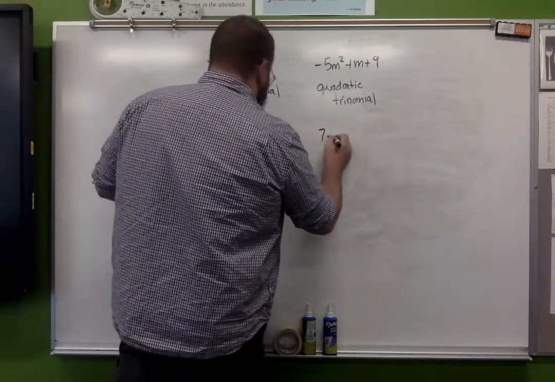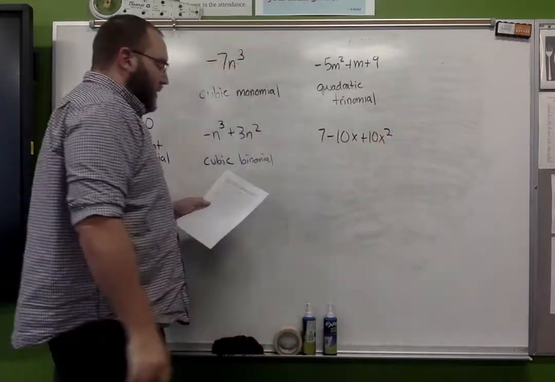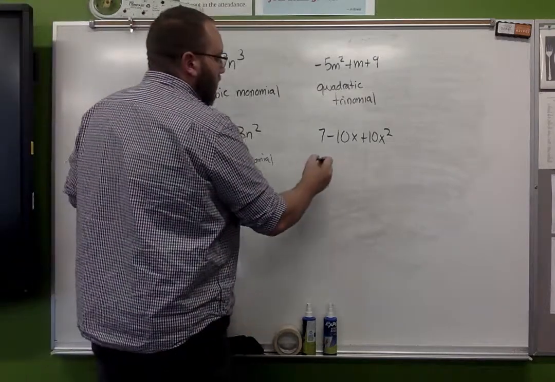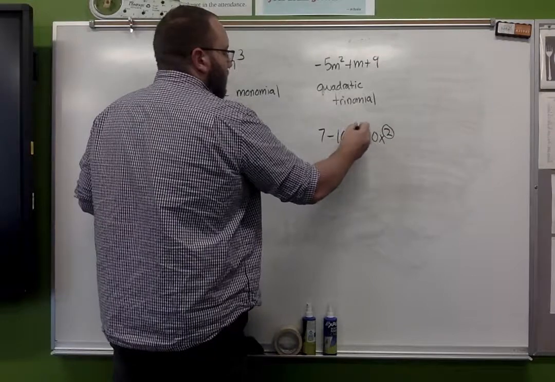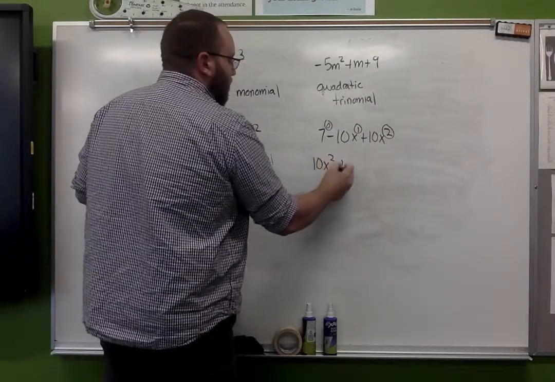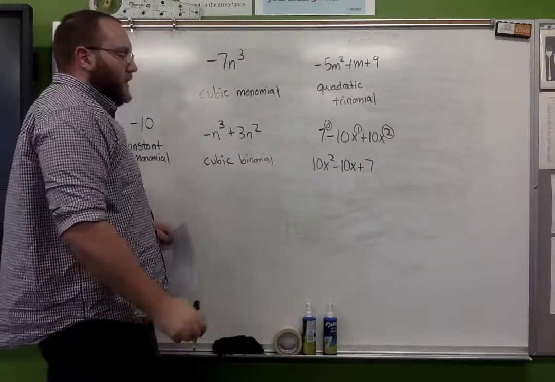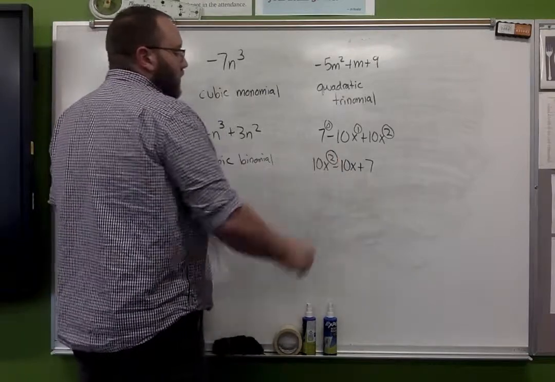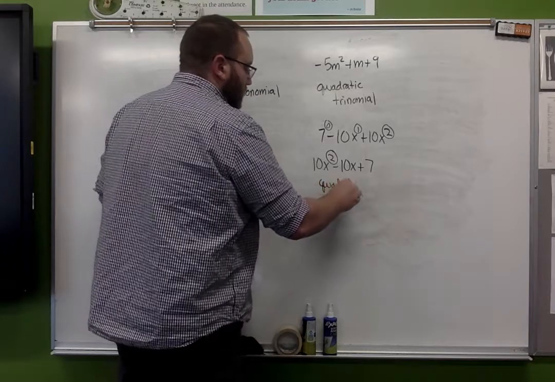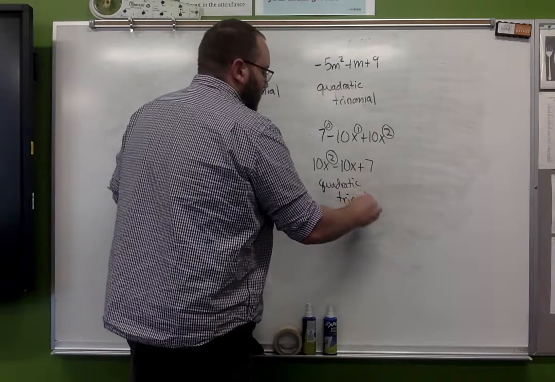7 minus 10x plus 10x squared. Now it does say that if the polynomial is not in standard form, you need to rewrite it in standard form. So let's do that real quick. Here's our biggest exponent. It's 2, so we have 10x squared minus 10x plus 7, right? This is a positive 7, there's no minus sign. The largest exponent is a 2, so it's quadratic. And there's 3 terms, trinomial.